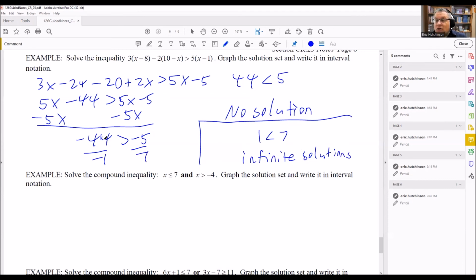In this case, we got a false statement. When we went through everything, the x's canceled out and we got a false statement. That's why we put no solution here, because the statement we got as a result is false. But if you get a true statement, then you'd have to answer infinite solutions. That's the same case where, if all the x's cancel out and the statement you end up with is always true, then you'd have infinite solutions.